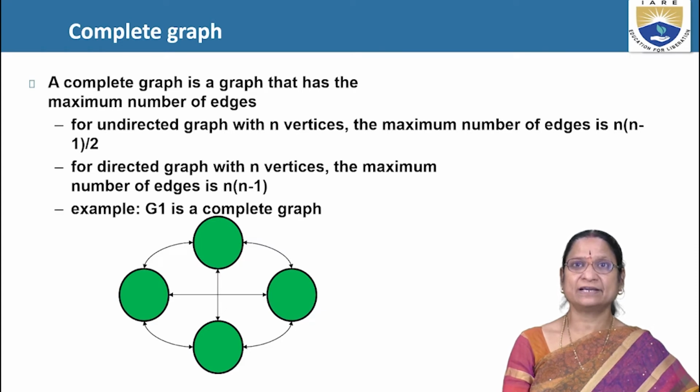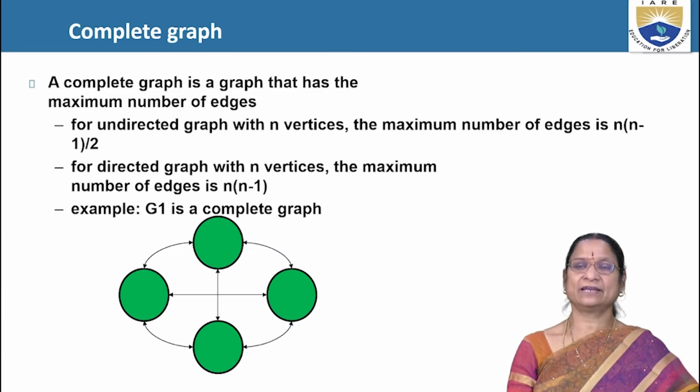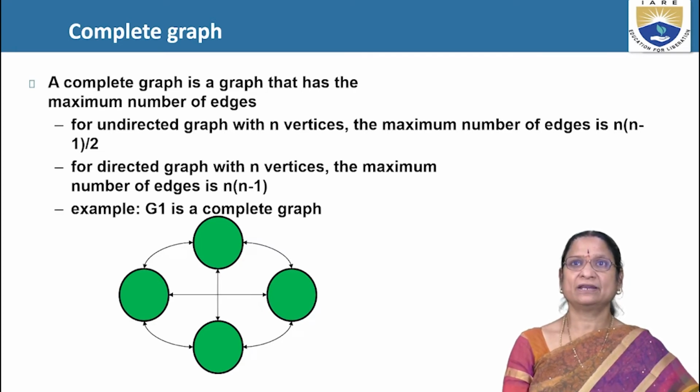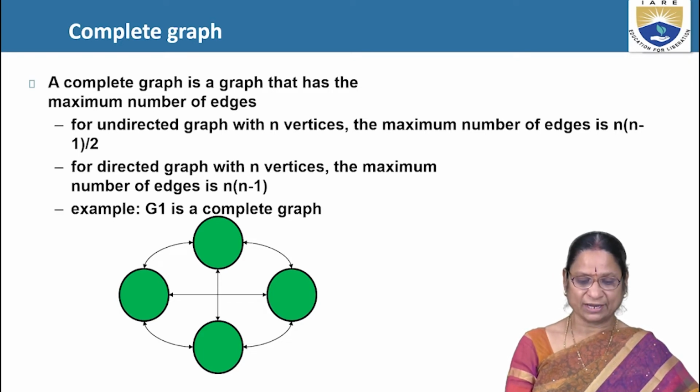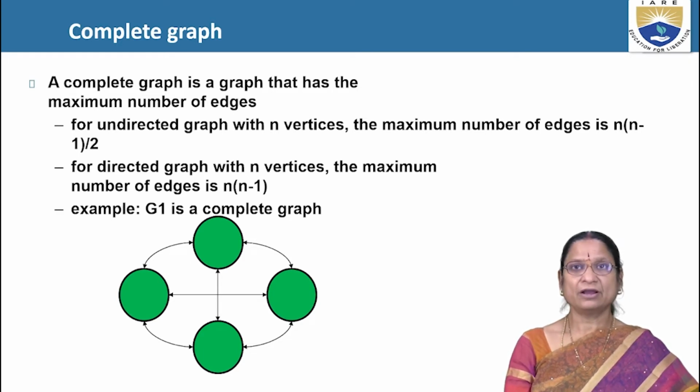For a directed graph with n vertices, the maximum number of edges is n into n minus 1. If it is undirected, half of the edges will be considered, because in an undirected graph A to B and B to A are the same. So it is n into n minus 1 divided by 2.